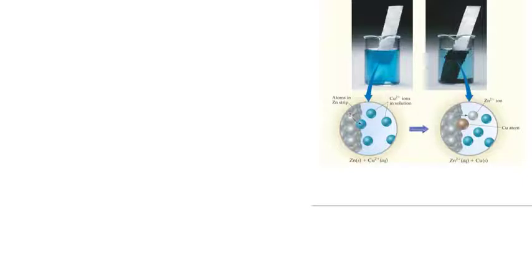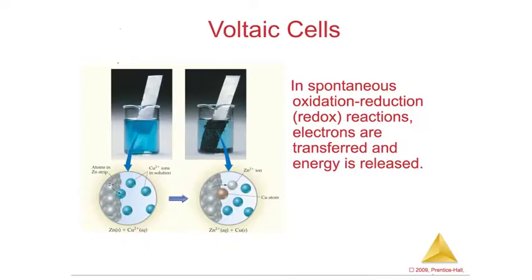Now, if we could take this whole process and have those electrons, rather than being transferred directly in the solution here, take place through an external pathway, instead of directly between the reactants, then we can take that energy that's being produced in that spontaneous redox reaction and have it perform electrical work. And we would do this by use of a voltaic or galvanic cell.